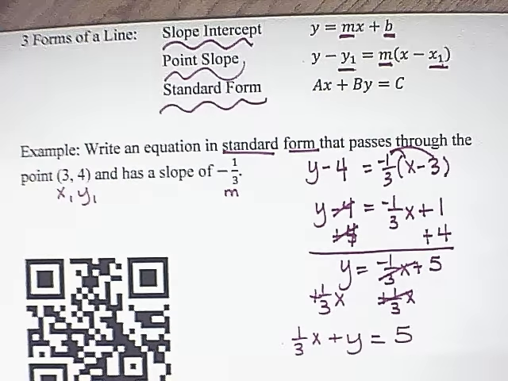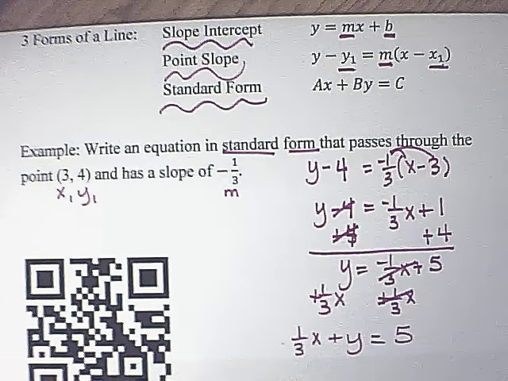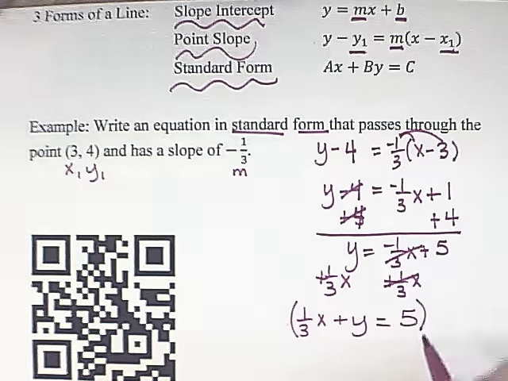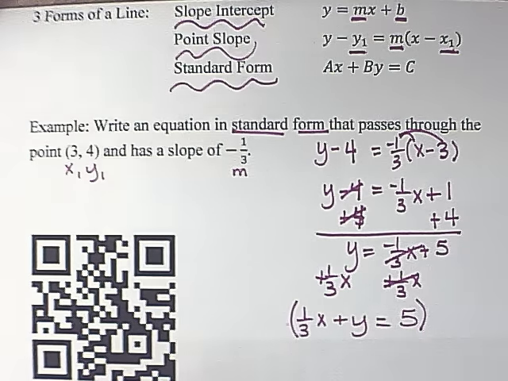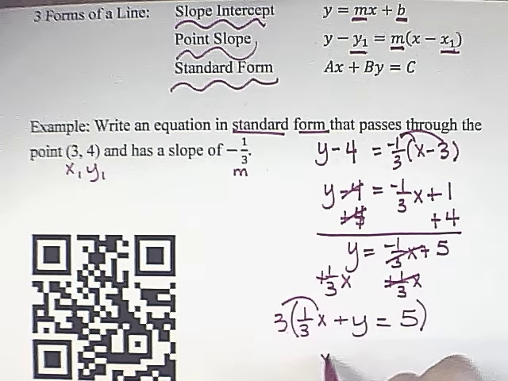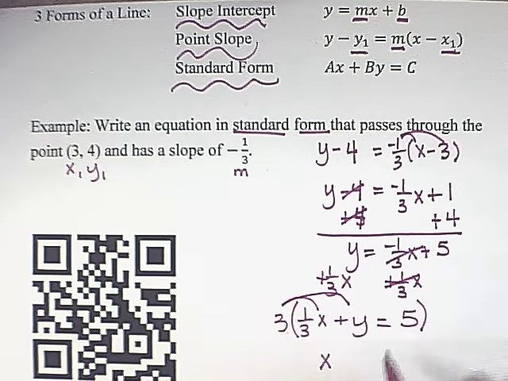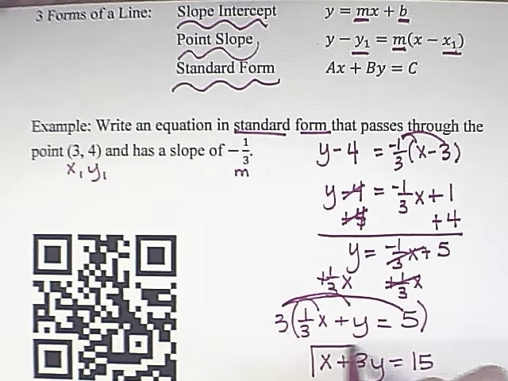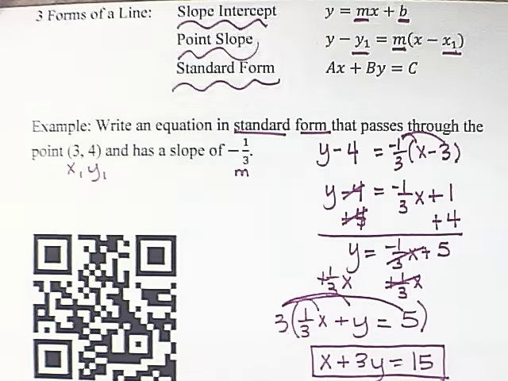You may or may not remember that in standard form, a, this first number, has to be positive and not a fraction. So to get rid of the fraction, I'm going to multiply by the denominator of 3 all the way across. 3 times 1/3 would be 1x. 3 times y would be 3y. And 3 times 5 would be 15. So my final answer is x plus 3y equals 15.